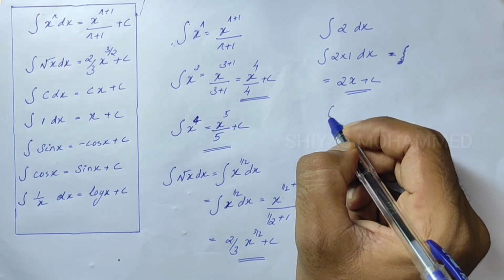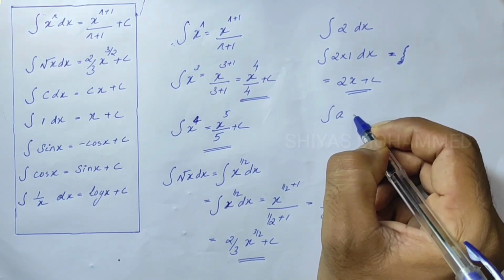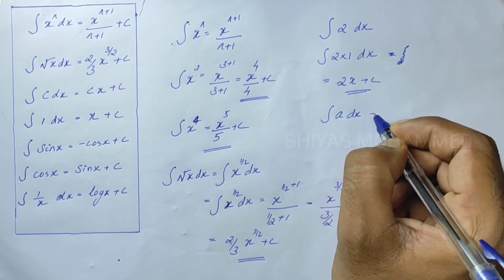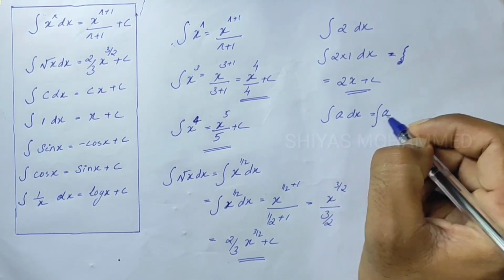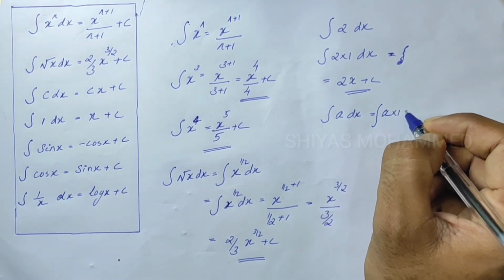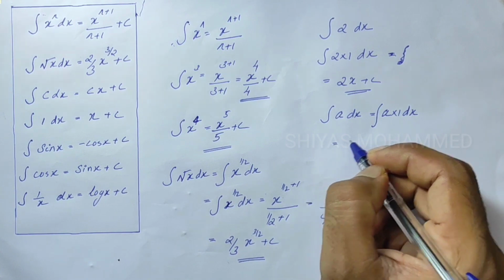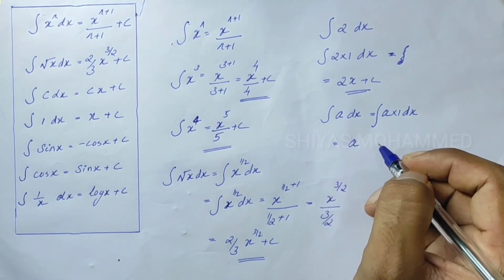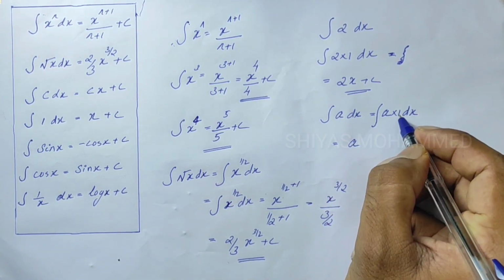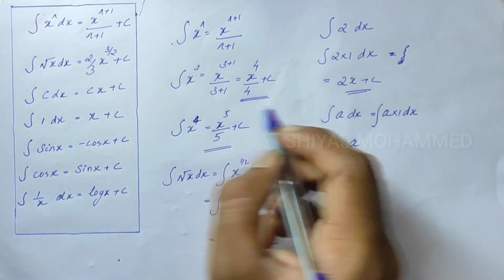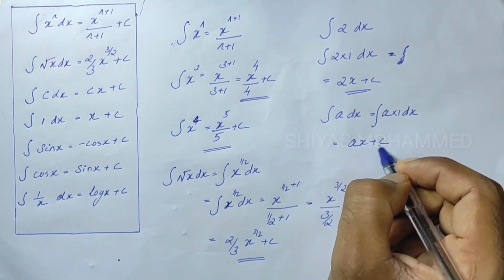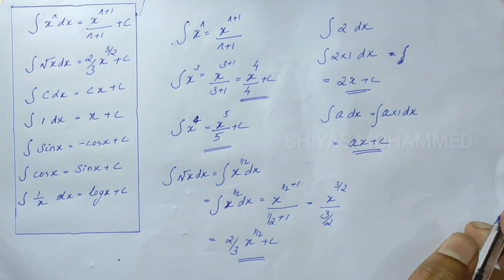One more example, if I want to integrate a constant a with respect to x, then a is a constant, so I can write a into 1 dx, which is equal to a times the integral of 1, and we know that the integral of 1 is x. So we can write x plus c. So it is ax plus c.